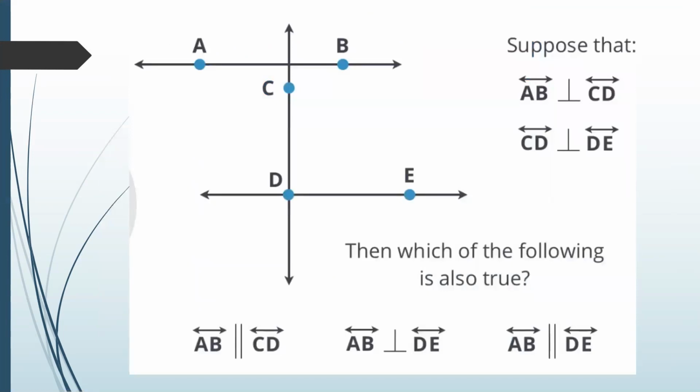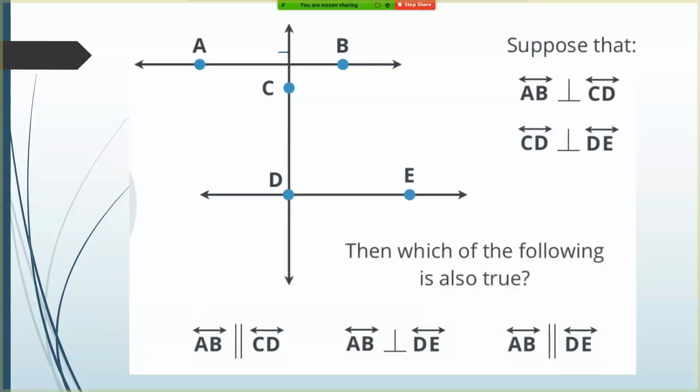All right, so suppose that line AB is perpendicular to line CD. That means, maybe, that these are 90-degree angles, all about that intersection up there. We also are told the line CD is perpendicular to line DE. That means all of these are also 90-degree angles. So then we're being asked, which of the following is also true?